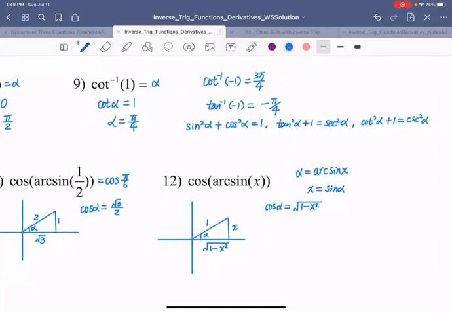Now, we can use the trigonometry identities. You know the sine value, so your cosine value is going to be the square root of 1 minus x squared. So you get your value. Use the trig identity or use this graph, both can get the same answer.